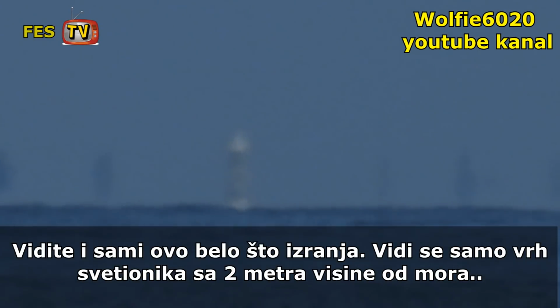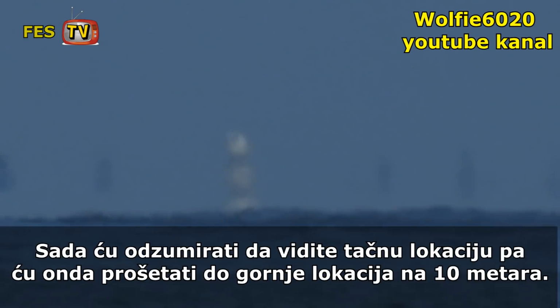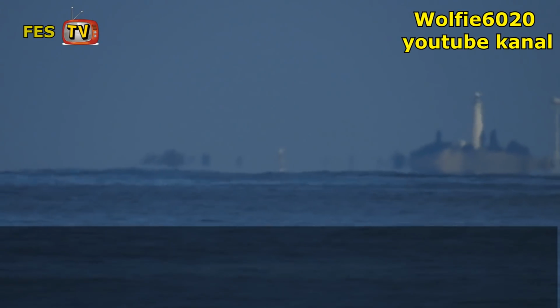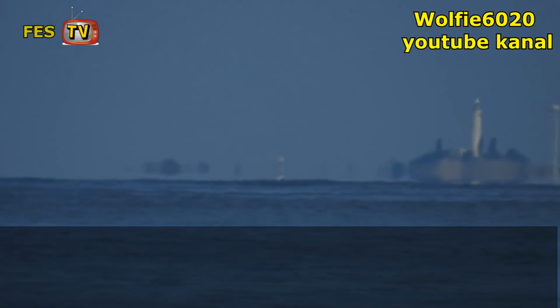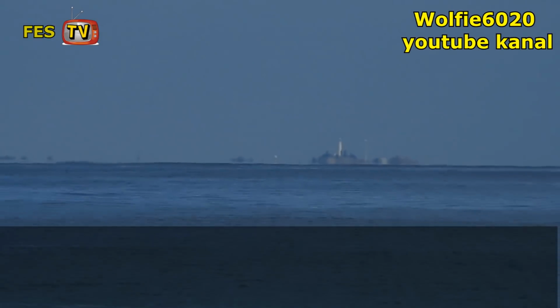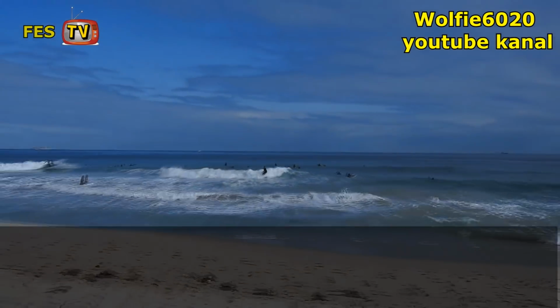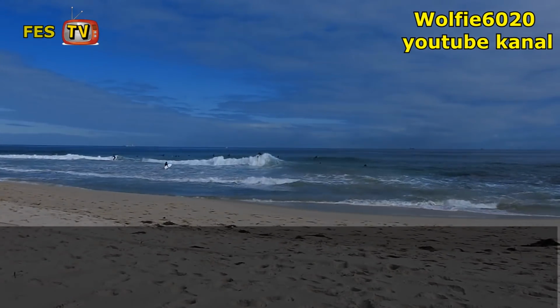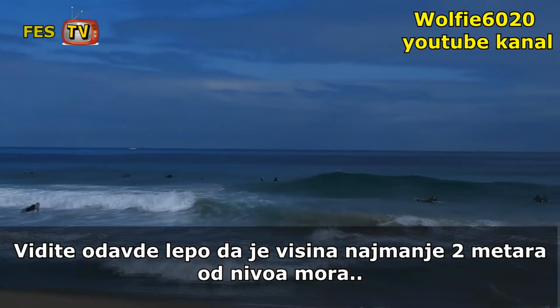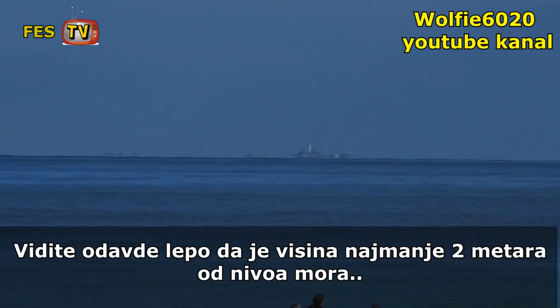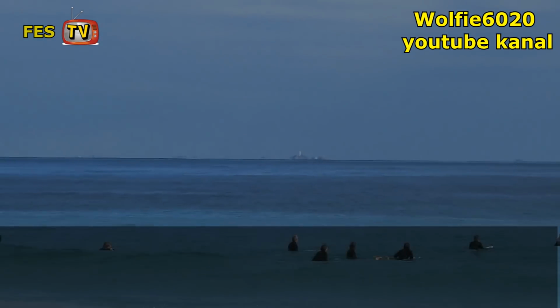Now we're 2 meters above the water here, and what I'll do now is zoom out so you can see the location, then I'll walk up to about 10 meters elevation and we'll see the difference. And you can see the surfers out there on their surfboard. We are well above the head height. So the elevation is about 2 meters above the water at least.